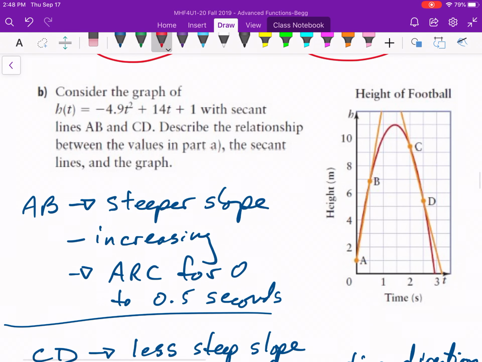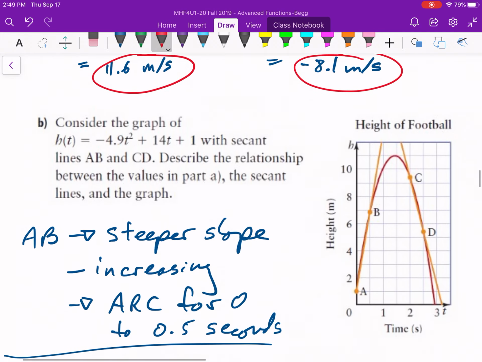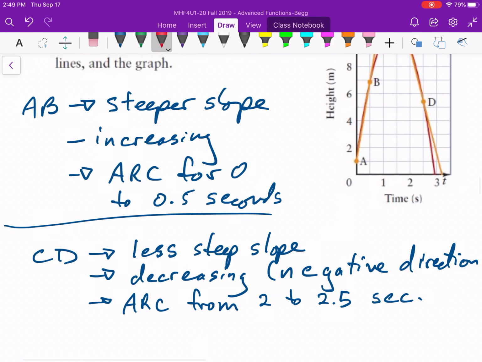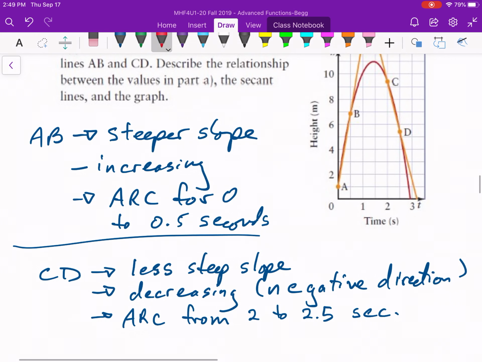Consider the graph. Here's the same equation. They've drawn a couple secants, one from A to B and another one from C to D. Describe the relationship between the values in part A and the secant lines in the graph. Let's just compare the two secant lines, because that's what I've got written down here. So secant line AB, we can see it's got a steep slope, steeper than CD is. It's going up as I read it from left to right. Going from A to B, we're definitely going upwards.